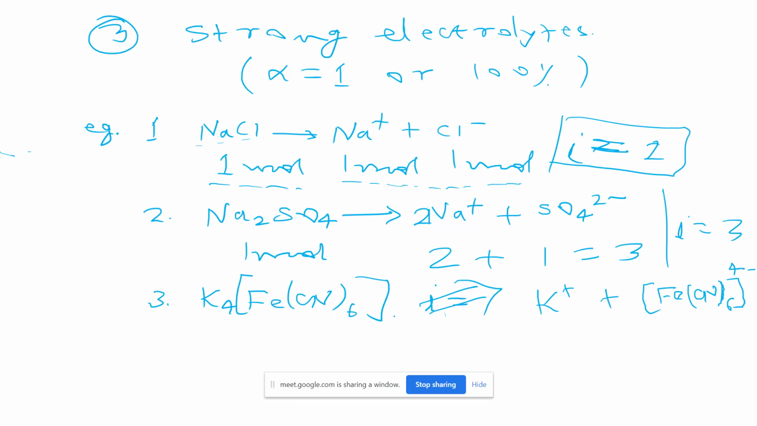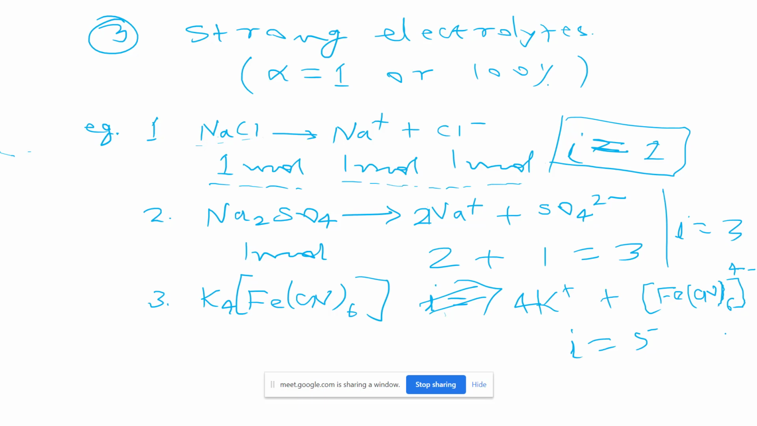Now can you say how many atoms of potassium we are getting here? 4 from one molecule. And how many of this complex ion? 1. So how many ions are we getting from one molecule? 4 plus 1, 5. So the i value of this salt will be 5 here.